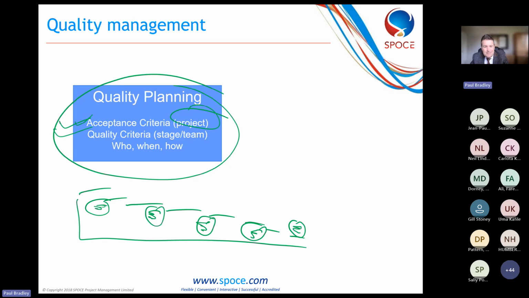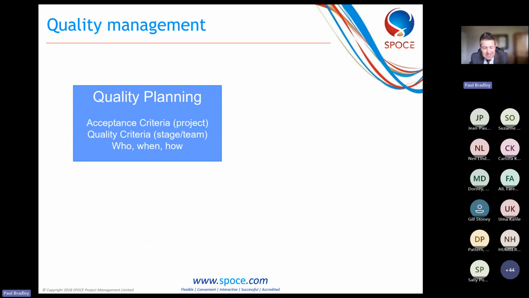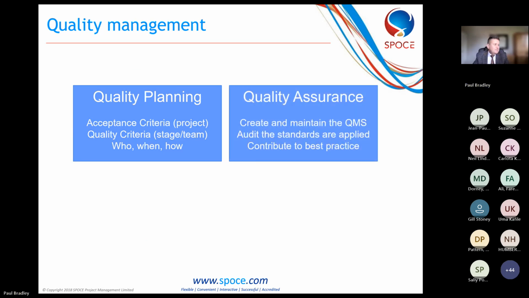Okay, so it's all part of quality planning as we're going through the project. The second step of quality is quality assurance, and it's quality assurance who create and maintain those quality management systems, you know, the ones that were in the loft in the roof that I just put up a moment ago. So what they do is they create and maintain a quality management system, and also they audit and make sure that those standards are being applied across your organization and into your projects, to make sure that we're doing things in the right way.